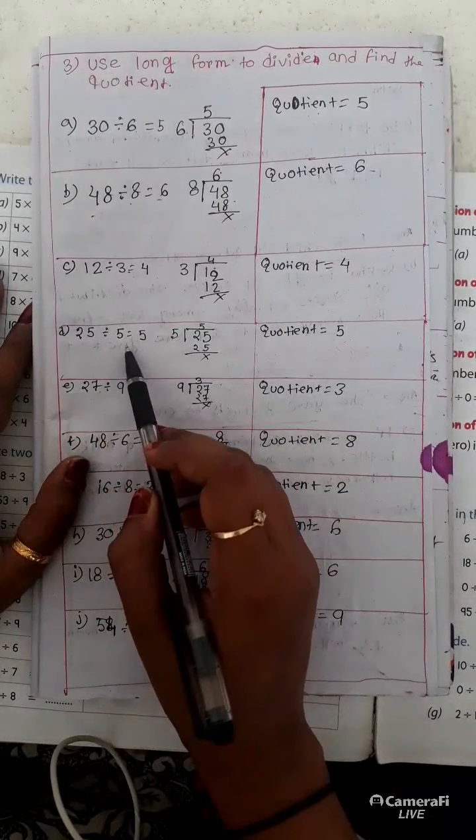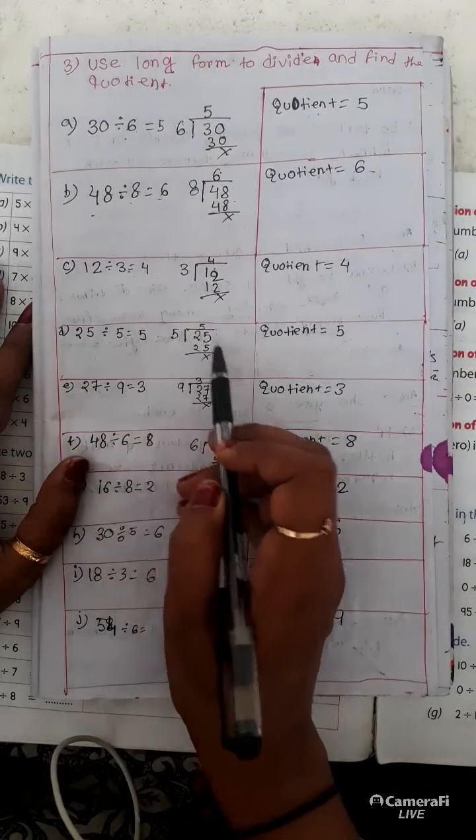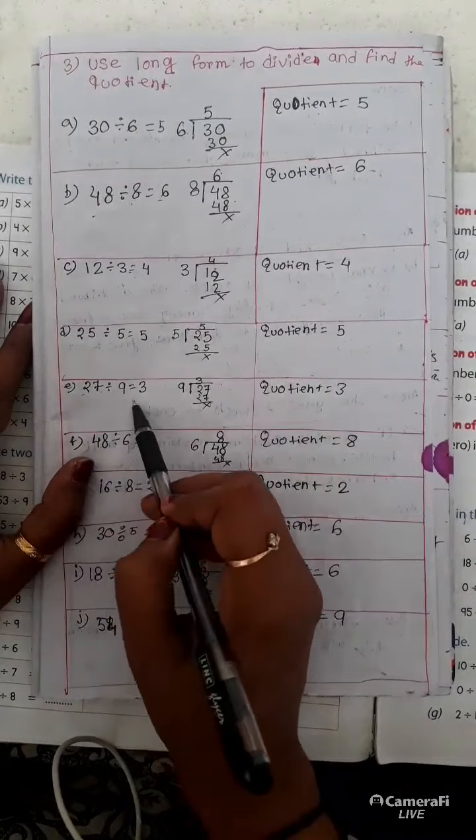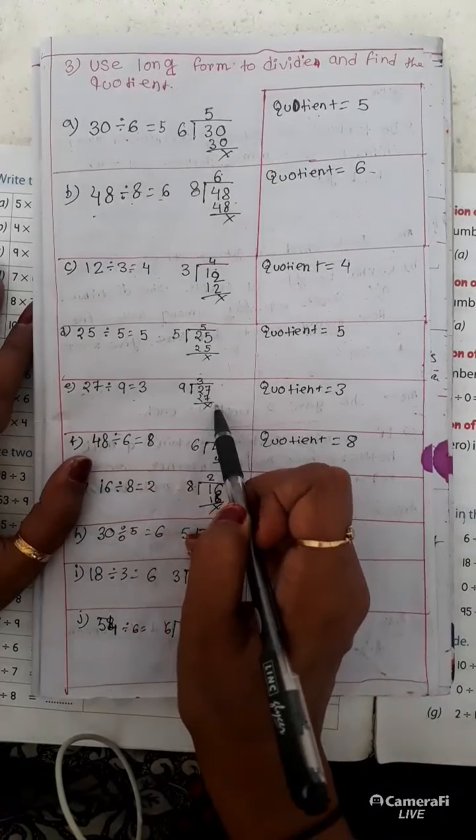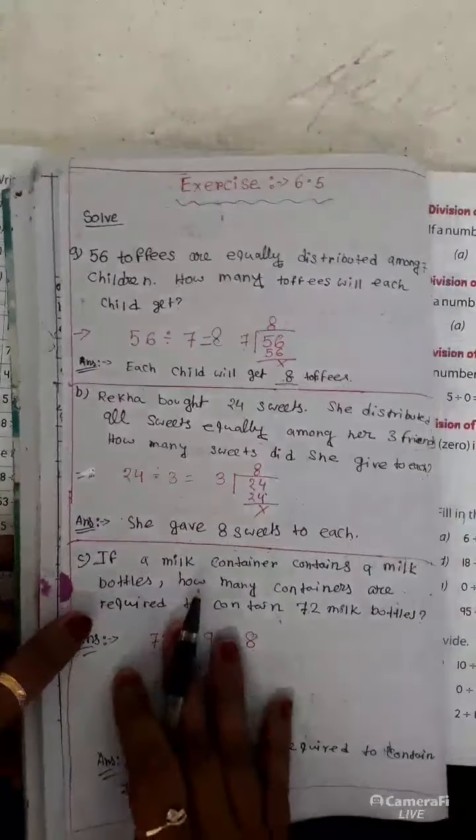25 divided by 5. The quotient is 5. So 5 5s are 25. 27 divided by 9 is 3. So 9 3s are 27. Like the same way you need to do. Now the next one.